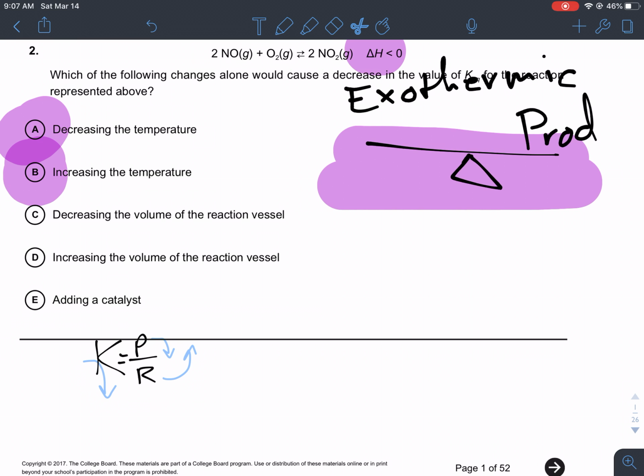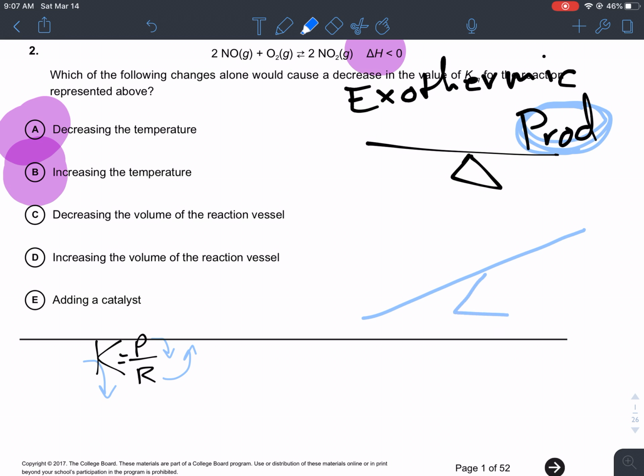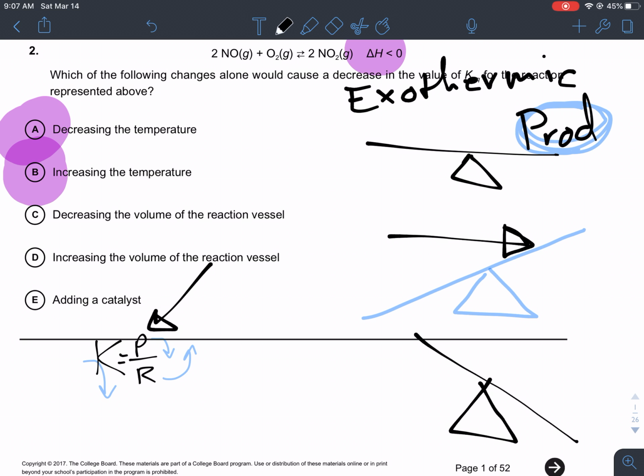We're on a seesaw, you've got a bunch of kids called product on this side. If I decrease the amount of that product, or decrease the amount of the heat, the seesaw would get lighter on its right side, meaning it would have to create more product. Wait, I don't want to create more product. I want to decrease my product. So the answer is B.